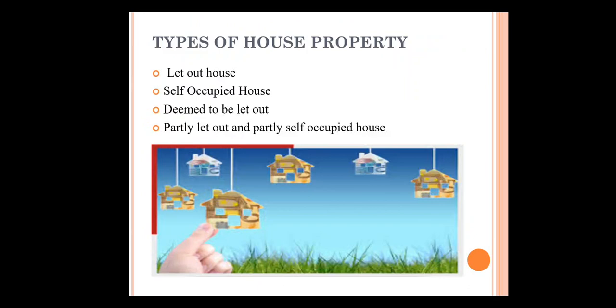Next, we move on to various types of house property. There are four types of house property. First one is let out house property. Second one is self-occupied house property. Third one is deemed to be let out. Fourth one is partly let out and partly self-occupied houses.